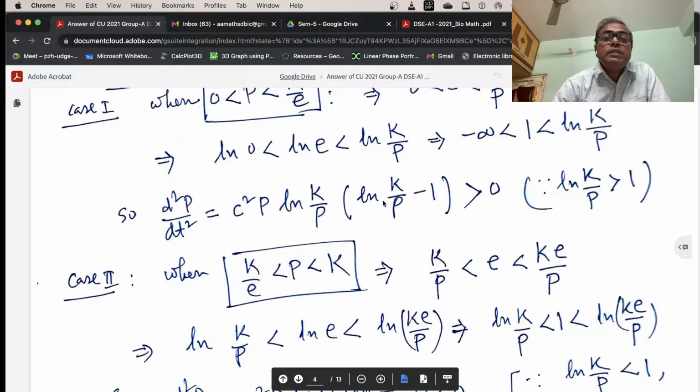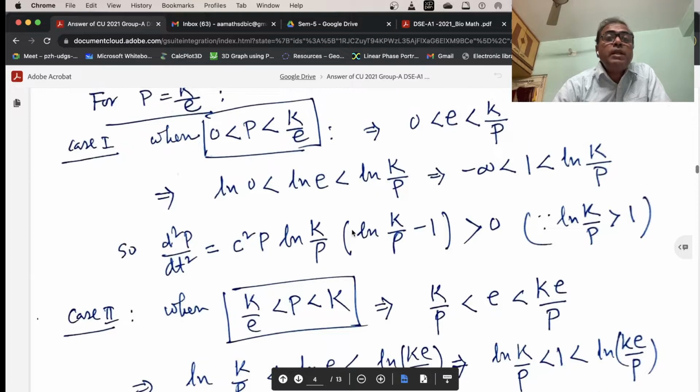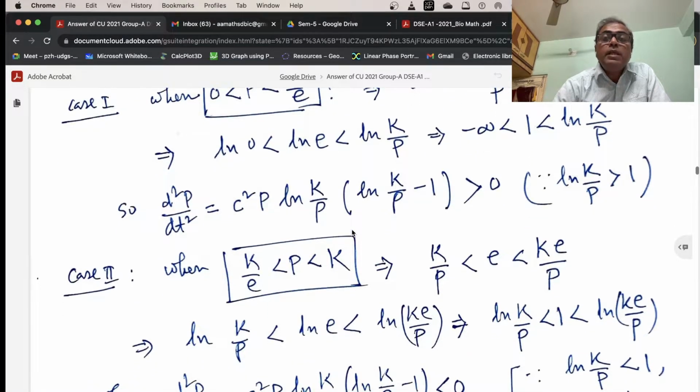So c square is positive, p positive, ln k by p positive, k and p both are positive quantities. So ln k by p greater than 1. So ln k by p minus 1 is obviously positive. So d2p dt square is positive. So when p lies between 0 and k by e, we get the second derivative of p is positive.